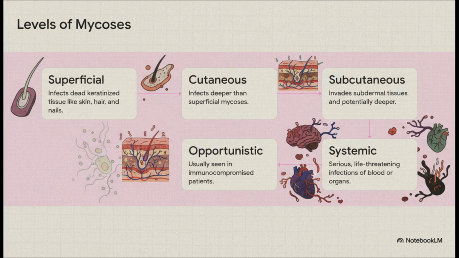It starts with superficial mycoses, which are on the absolute outermost layers, like your skin and hair. Then you have cutaneous infections, which go a little deeper into the epidermis. Subcutaneous mycoses breach into the tissues right beneath the skin. Then we have the really serious ones, systemic mycoses. These are life-threatening infections that get into our internal organs. And finally, you have the opportunistic mycoses, which, as the name suggests, mainly affect patients with compromised immune systems.